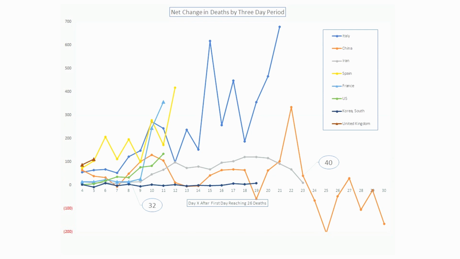The analysis is far from complex. It consists of comparing the absolute rate of change in daily deaths by country over time. We'll be looking at the countries which have suffered the most total deaths to date. I will walk you through two data points to illustrate my methodology. First, I'll explain the value 40 for China on day 23.